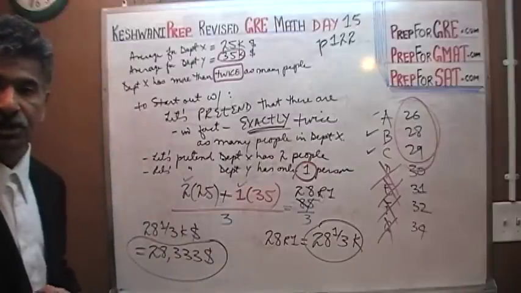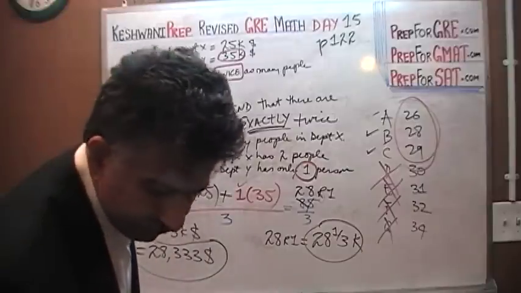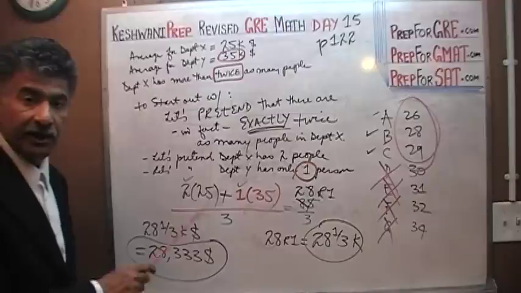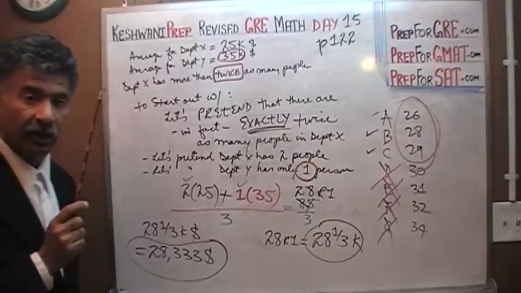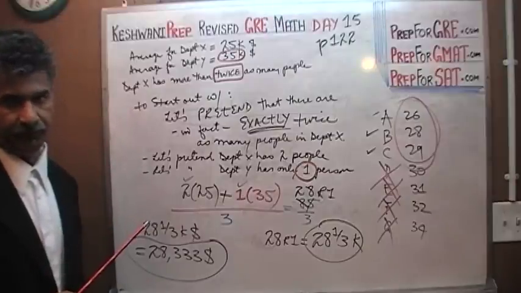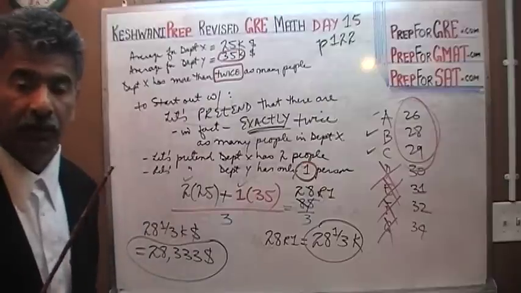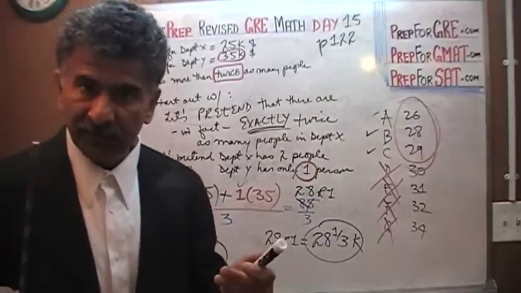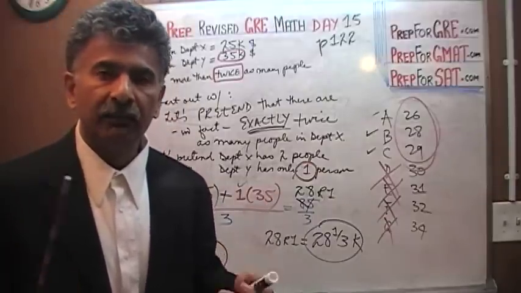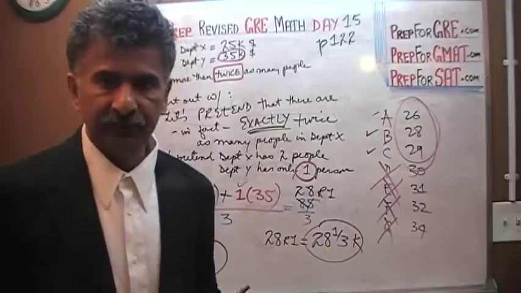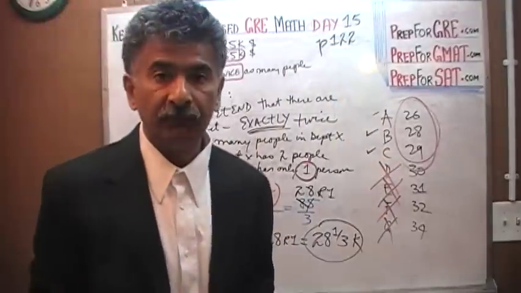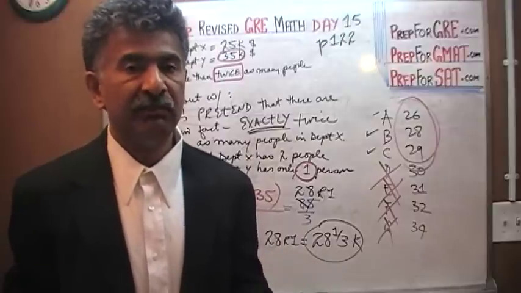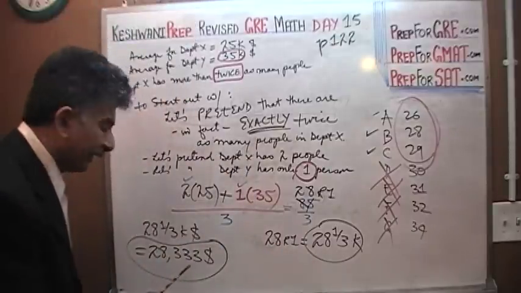This would have been the average, listen very carefully, 28,333 would have been the average if we had in fact exactly twice as many people in X. But because we are told that there are more than twice as many people in department X, this is where it gets a little prickly. Therefore the overall average for the entire firm, whatever it is, we know now for a fact that it has to be below 28,333.